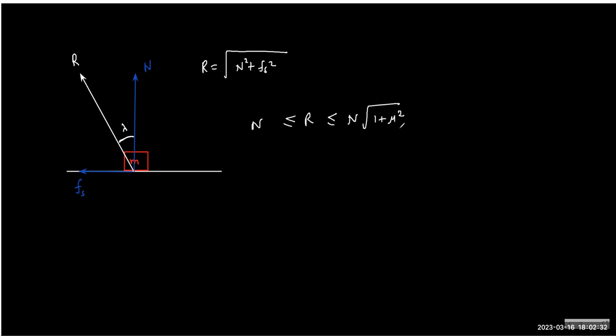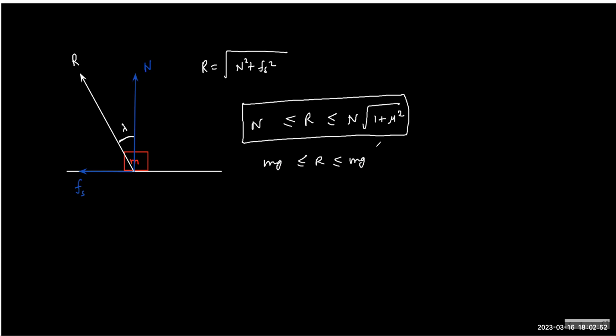So the maximum value is N square plus mu square N square, where mu can be mu s or mu k, depending on whether it's moving or not. So the earth reaction force can vary between N to N under root 1 plus mu square, right? In this case, I think we can also write it as mg. Correct. So the earth force can vary significantly, but we are particularly looking for one particular situation called the limiting case. Because when you solve questions, we mostly solve for the critical values, the limiting case values.